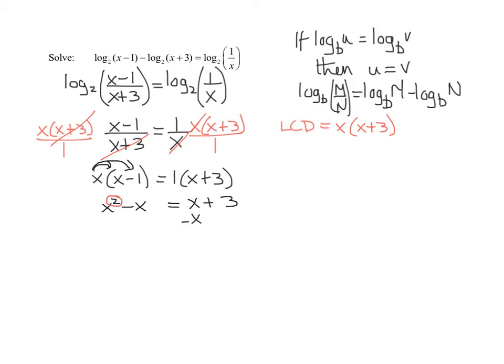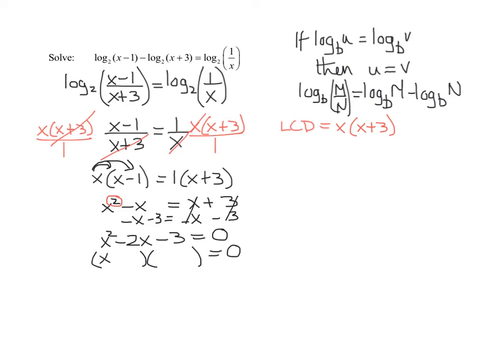So I'm going to subtract x from both sides, and I'm going to subtract 3 from both sides. And so I'm going to get x squared, negative x minus x is negative 2x, minus 3 equals 0. So there is my quadratic equation, and I think this one is fairly simple. It's going to factor.